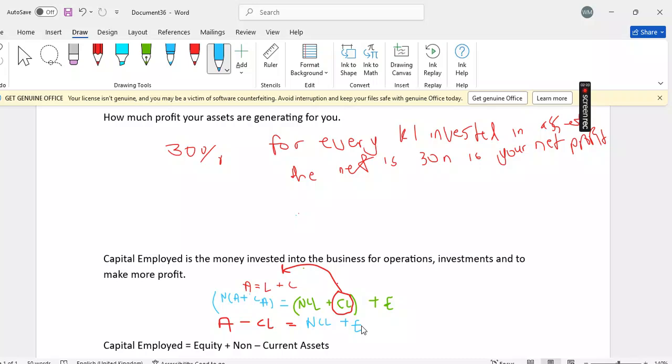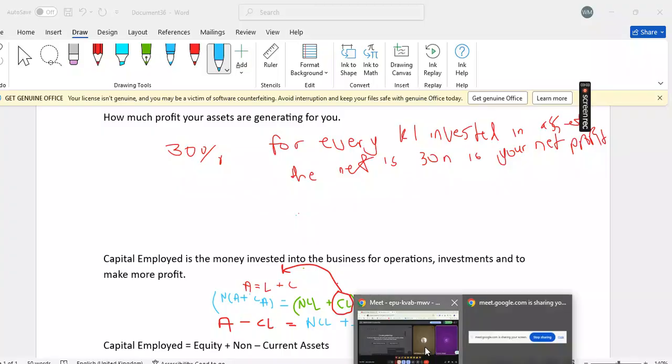Non-current liabilities, these are long-term loans. Equity, this is the money you are raising from shareholders. So there's equity and debt financing. When you combine this financing from non-current liabilities and equity, this is your capital employed. When you sell your shares, you make your share capital. When you get your debt, you have your total debt, which is your non-current liabilities. You combine this money, that's your capital employed.